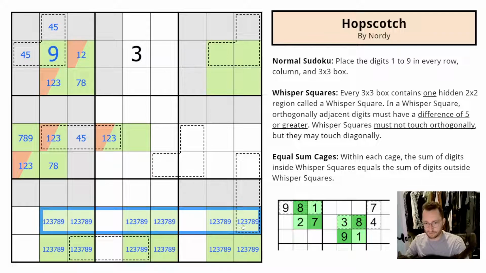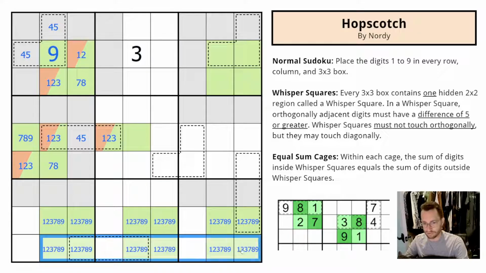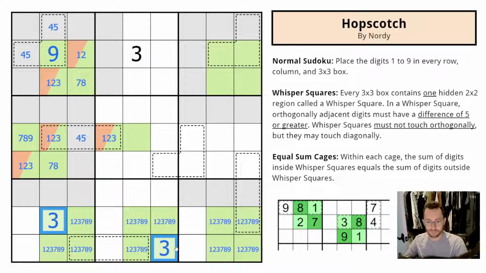So a 1 has to appear in this section of these whisper squares, and a 1 has to appear in this section of whisper squares. So there's going to be 2 1s, 2 2s, 2 3s, and so forth. So we're going to have to place 2 3s somewhere in the whisper squares. Let's say we place them here, because we know there's going to have to be 2 3s somewhere. Similarly, there's going to have to be 2 7s somewhere in these whisper squares.